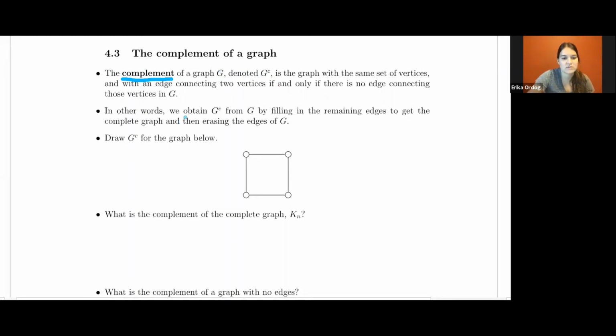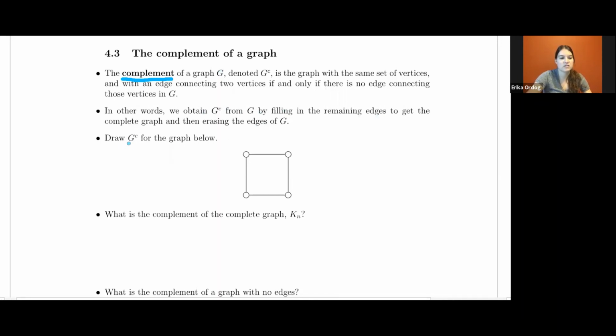Okay, so in other words, another way of saying what I just said is we obtain G^c, the complement, from G by filling in the remaining edges to get the complete graph, where each pair of vertices is connected by an edge, and then erasing the edges that we started with in G.